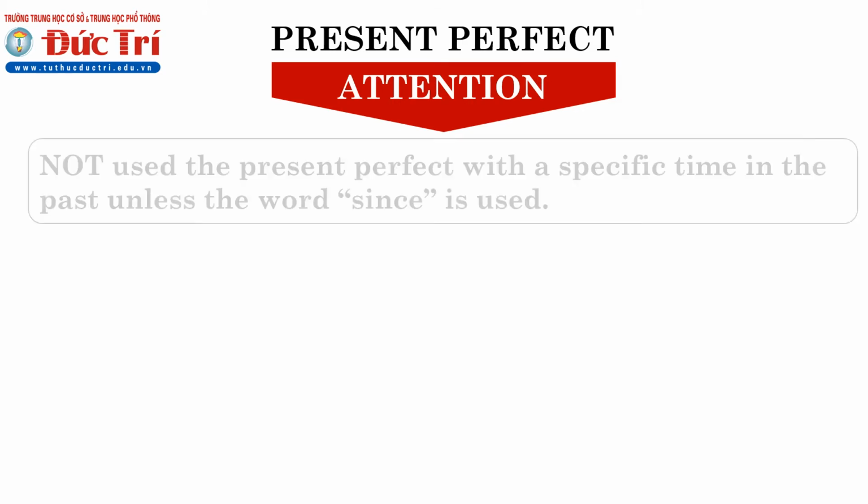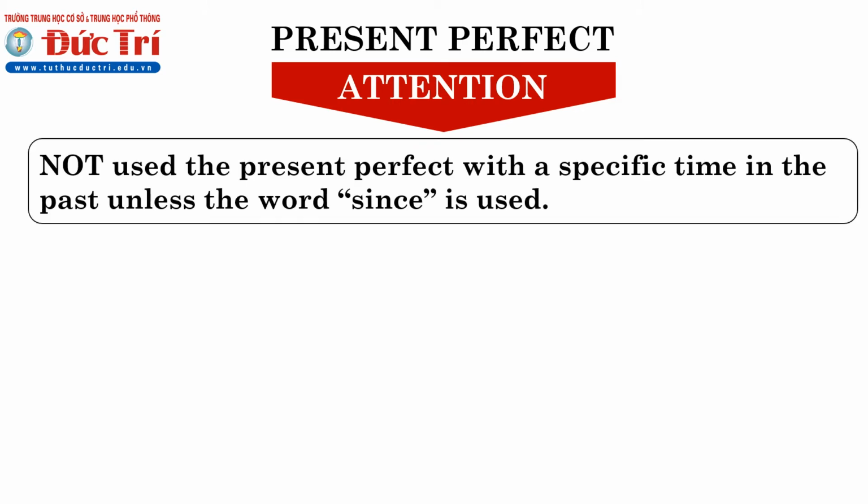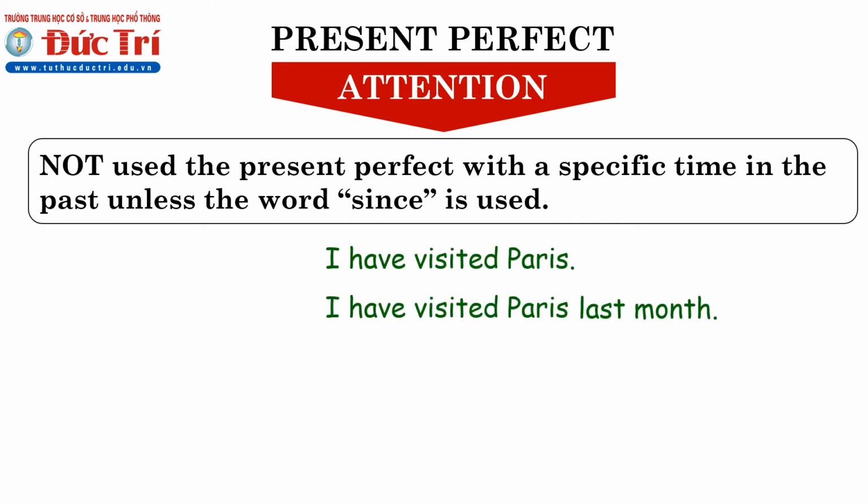Be careful. We do not use the present perfect with a specific time in the past, unless the word since is used. Let's do a little comparison. I have visited Paris, and I have visited Paris last month. The first sentence is correct, but the second sentence is wrong because last month is a specific time in the past. You can correct this sentence by changing it into simple past. I visited Paris last month.